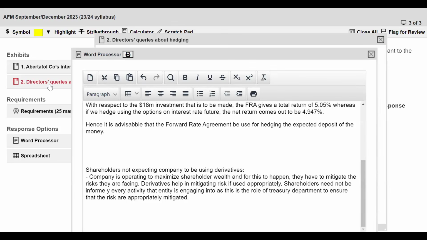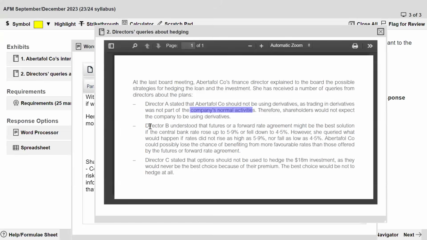Now, let's move on to the next one. It says, Director B understood that the futures or forward rate agreement might be the best solution if the central bank rose up to 5.9 or fell down to this. However, she queried what would happen if rates did not rise as high as this, nor fall as low as this. The company could possibly lose the chance of benefiting from more favorable rates than those offered by futures or forward rate agreements. Now see, what happens is that she is right.